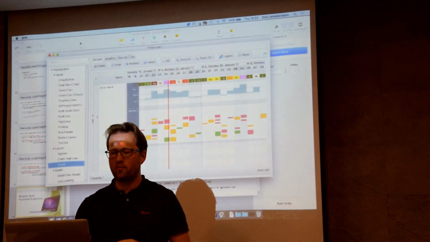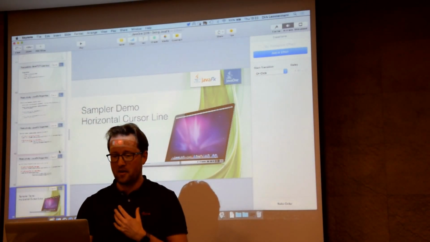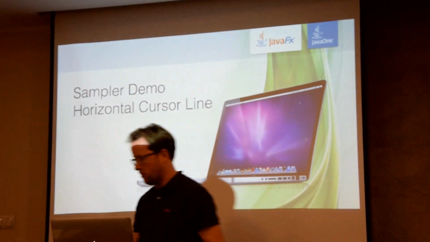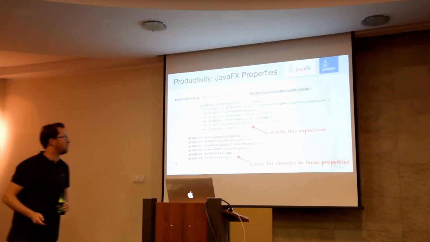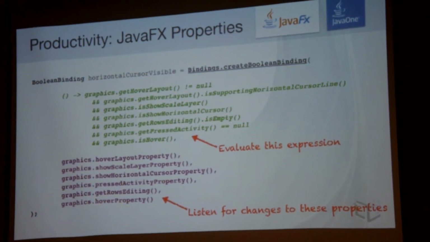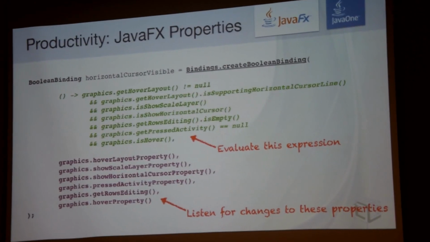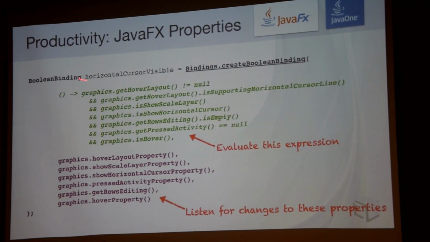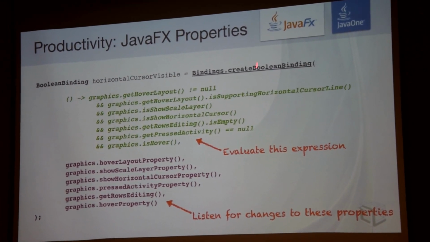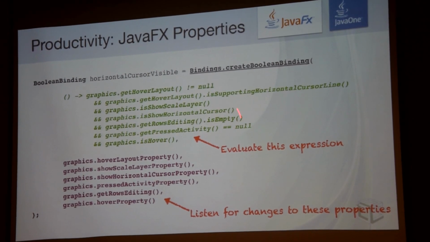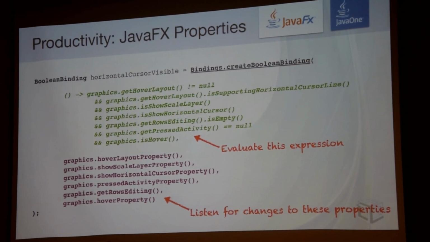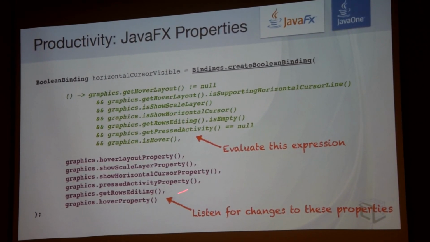And there are all kinds of conditions that control whether the line would be visible or not. And in Swing, I would need to write tons and tons of lines of code to support just this tiny cursor line. But with the JavaFX property, you can do very, very fancy bindings and property bindings, where in this case, we evaluate the green part to Boolean whenever any of these properties are changing.